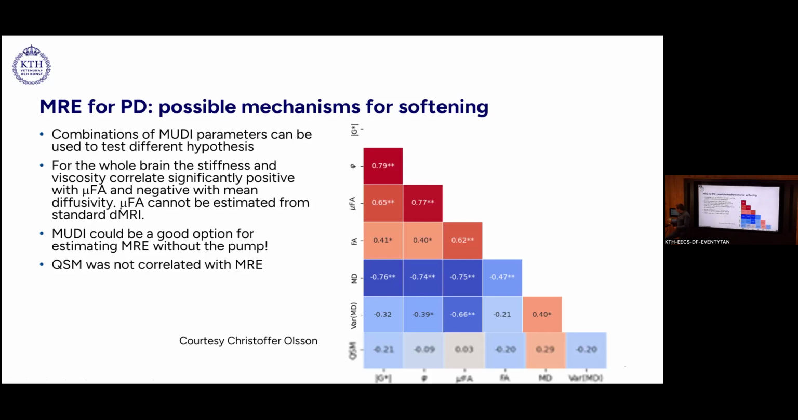So this is actually very interesting because then we can use this as a surrogate of MRE. Because the problem with MRE is that you have to have this pump, you have to have a complicated setting, but with Moody, you don't really need that. So then you can install that in any MRI scanner and get something that is maybe not perfect, but similar to what you could get with MRE.